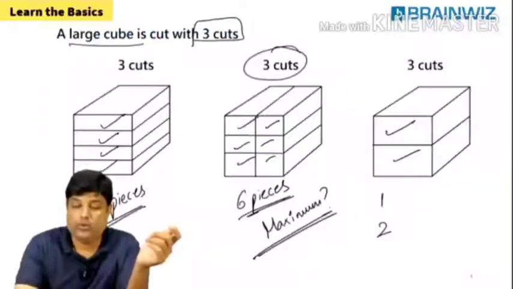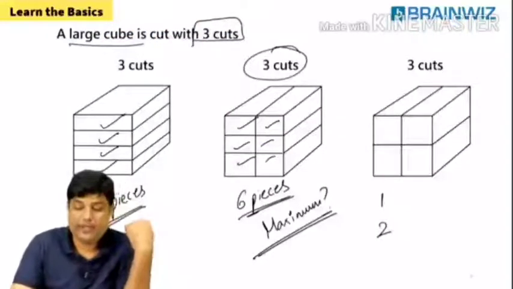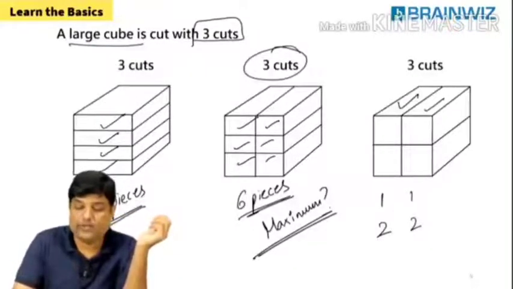Don't say, I don't know. Are you understanding, everybody? So 1 cut, 2 pieces. Let's try to move forward, everybody. Now I am making 1 cut like this. How many pieces are you going to have? Once again, 2 pieces are there. Are you understanding, everybody? That's good.